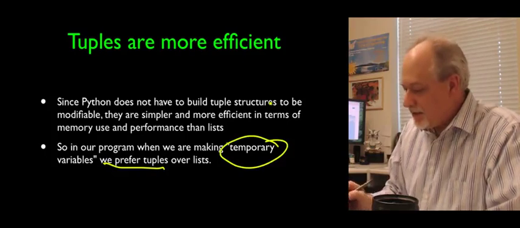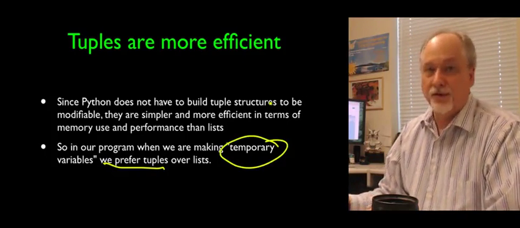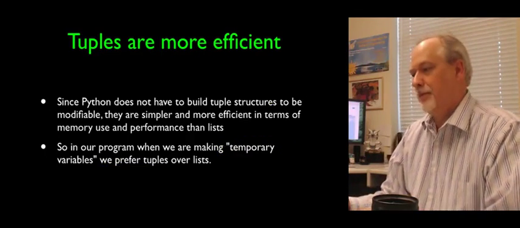It's the fact that they're temporary variables. They're like temporary lists because they're efficient. They're quick to make, and they're quick to get rid of, and they're quick to go through.